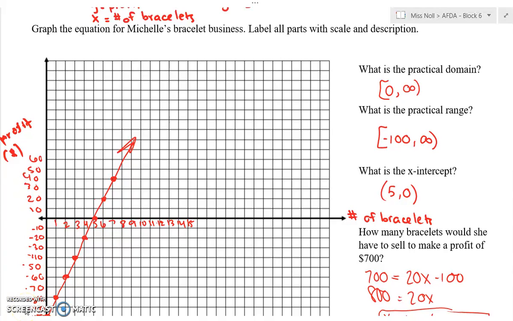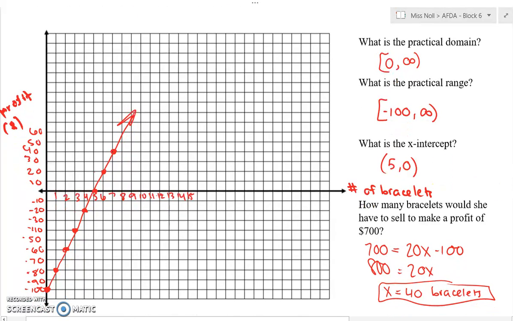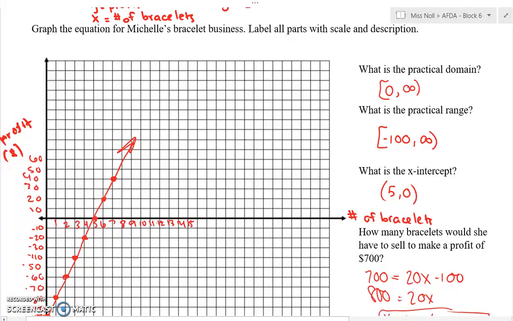Hi again. Okay, so this is about where I left off. Figuring out that you need to sell 40 bracelets to make a profit of $700.